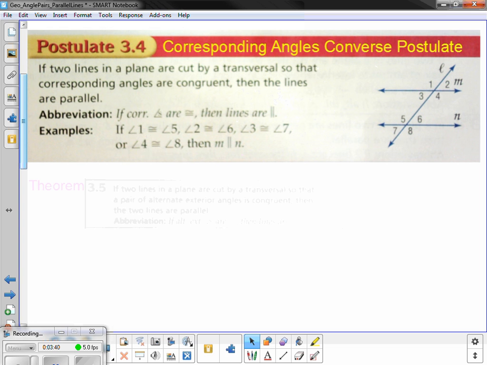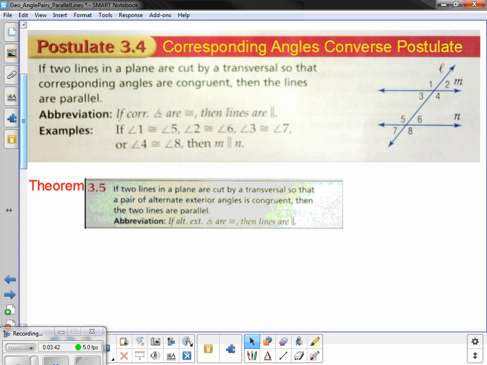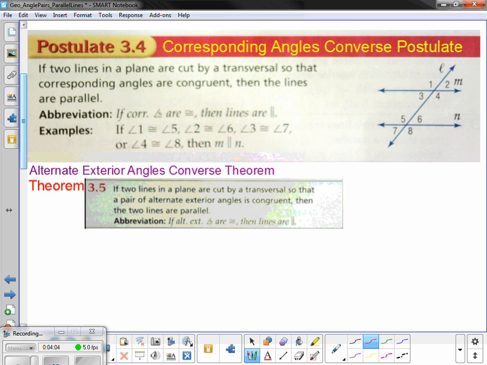So now let's look at another theorem, theorem 3.5. If two lines in a plane are cut by a transversal so that a pair of alternate exterior angles is congruent, then the two lines are parallel. Notice we're given angles first, parallel lines second. That means this is going to be a converse theorem. So the alternate exterior angles converse theorem says I'm going to get parallel lines if the alternate exterior angles are congruent. In other words, for our figure, if angle 1 is congruent to angle 8, or angle 2 is congruent to angle 7, then M is parallel to N.